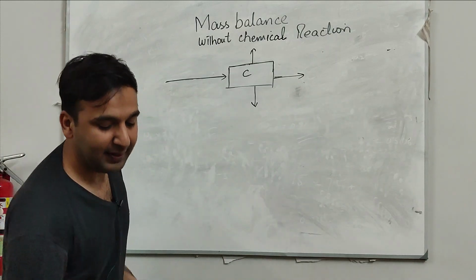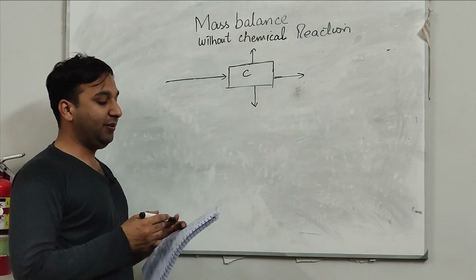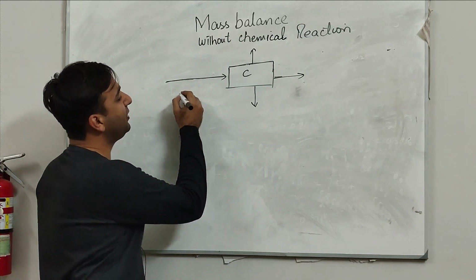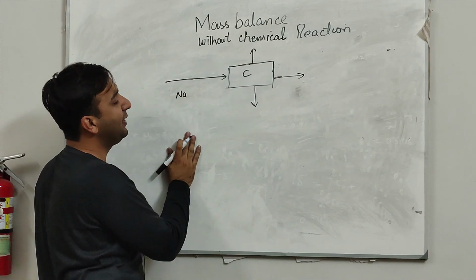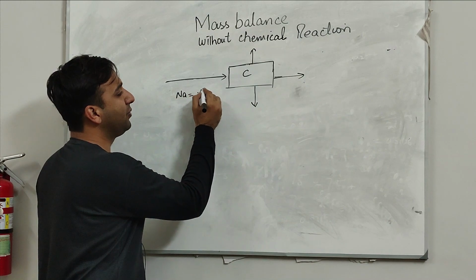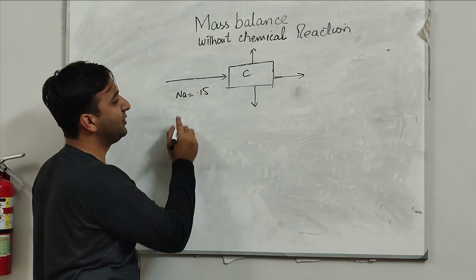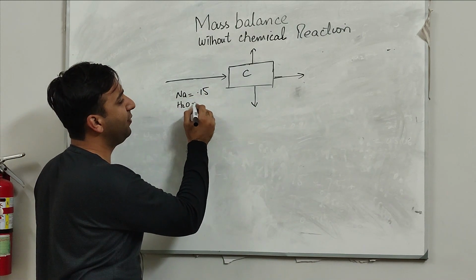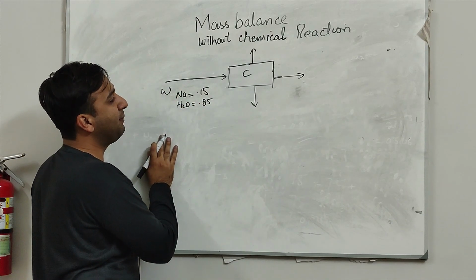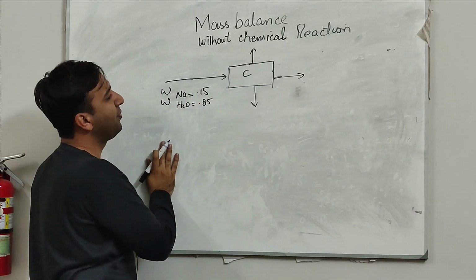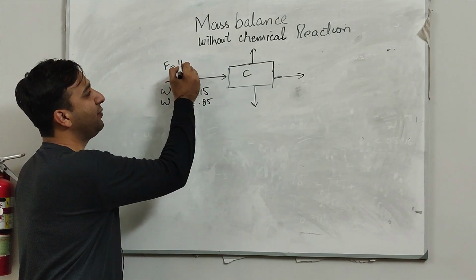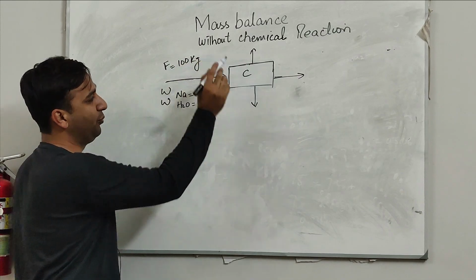So we have an aqueous solution of sodium carbonate. As it is an aqueous solution, it will contain sodium carbonate. In the problem I will denote sodium carbonate as Na. Its mass fraction is 0.15, and the remaining will be water, 0.85. You can denote mass fraction or weight fraction as W. No feed flow rate has been given to us, so you can take a basis of 100 kgs as flow.